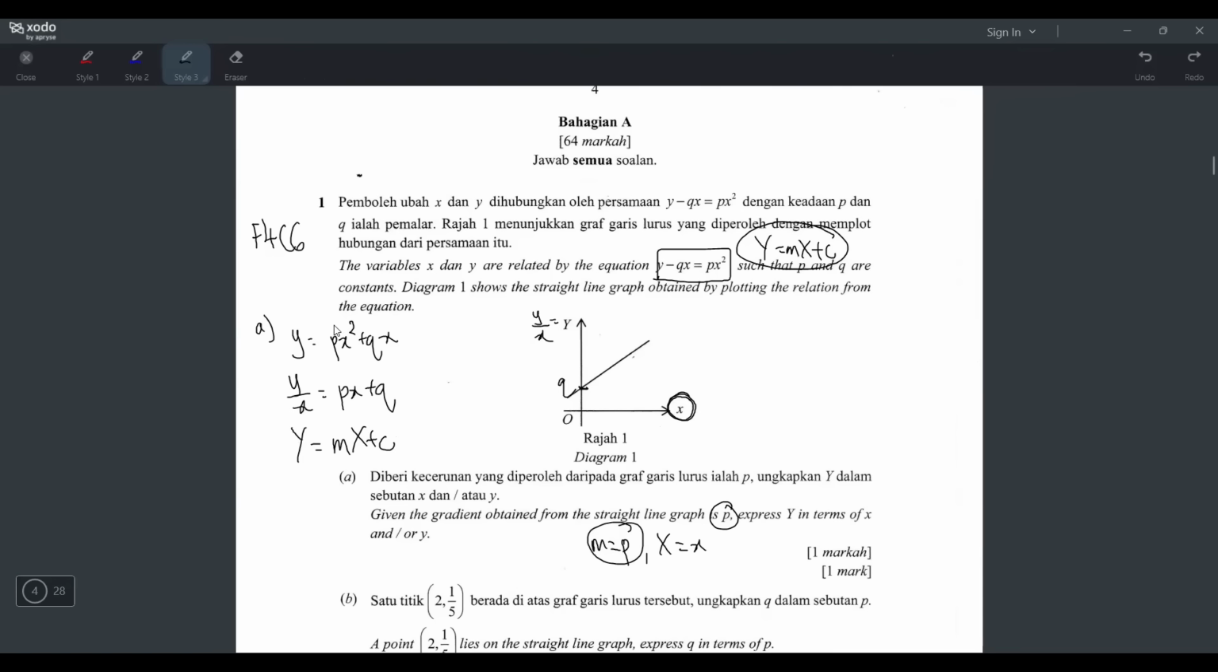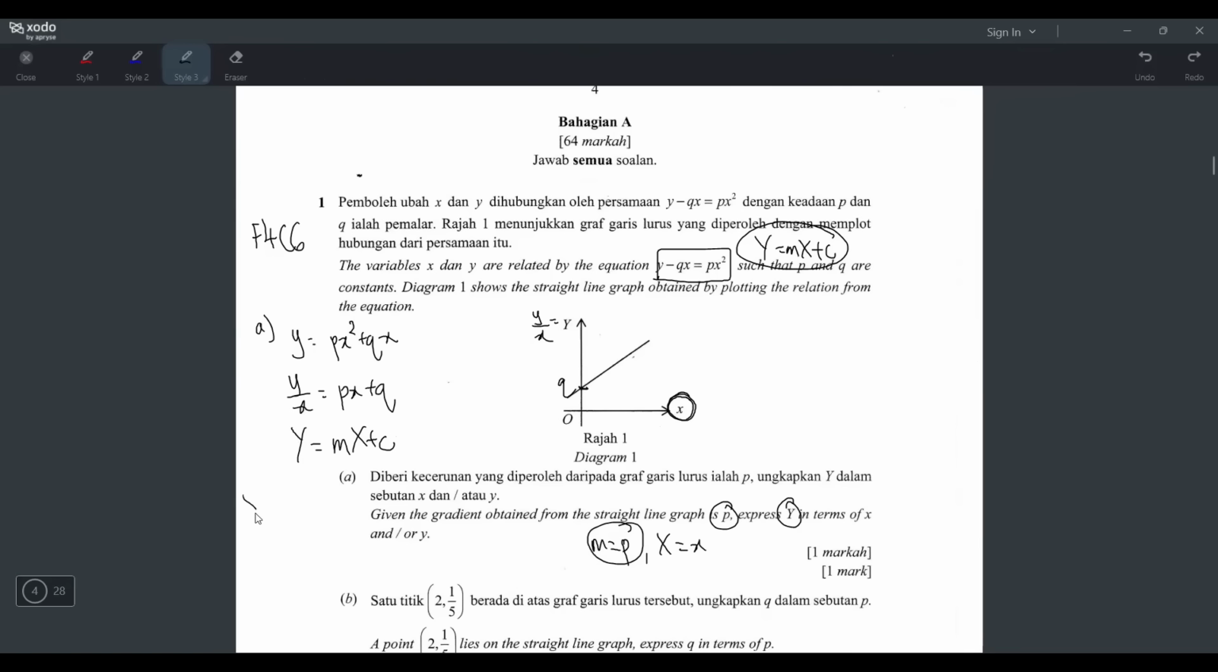Okay, now imagine if I get rid of the x square. It means I divide everything by x square. Then it will be wrong already, because if I divide everything by x square, my p will be my y-intercept already. P will be my y-intercept, and that will be wrong because they want the p to be the gradient. Okay, it's not finished yet because they want to express the big Y in terms of small x and small y.